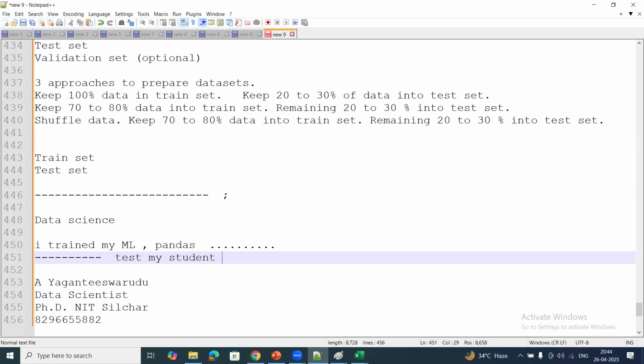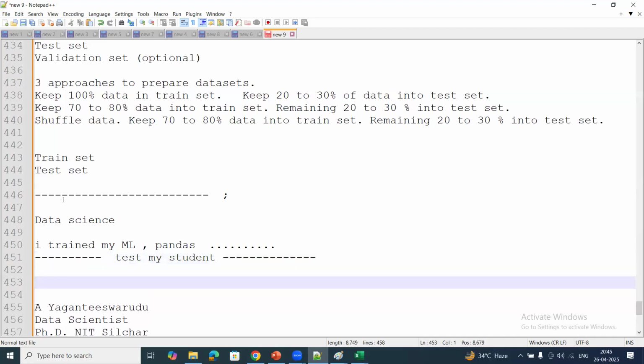I need to ask some questions on data science, like what are the different types of machine learning algorithms, or what is a pandas data frame and so on. I need to test whether he is able to answer correctly or not. So understand there are two terms here: train and test. The same concept is applicable for machine learning.